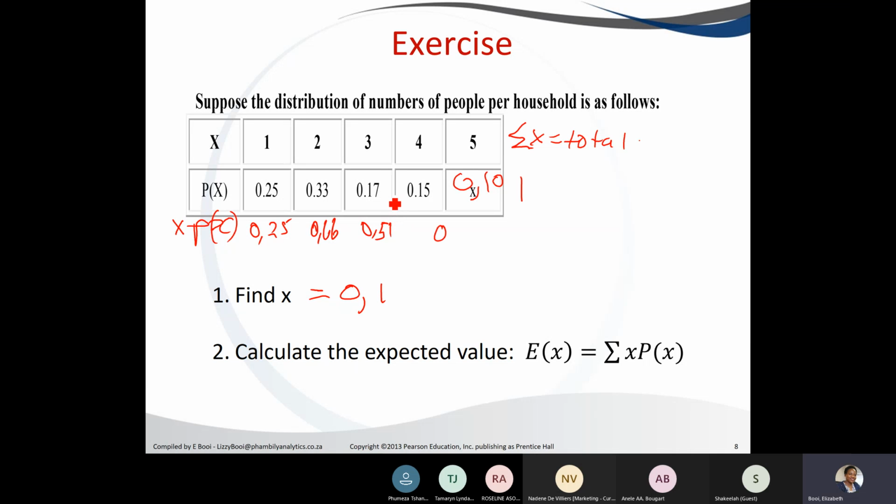4 times 0.15 is 0.60. And 5 times 0.1 will just be 0.5. And once I have all the values, I can just calculate the summation, which is adding this value plus that value, plus that value, plus that value. And the answer we get is 2.5. And that will be our expected value.